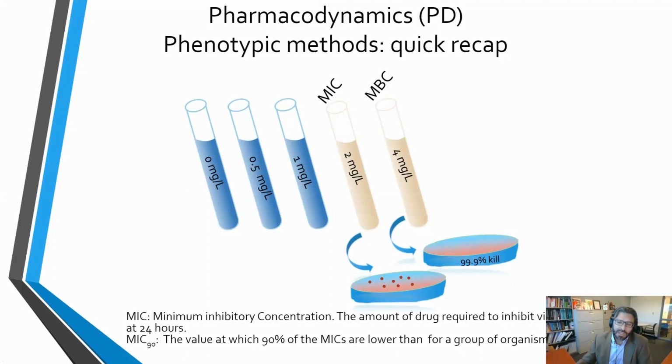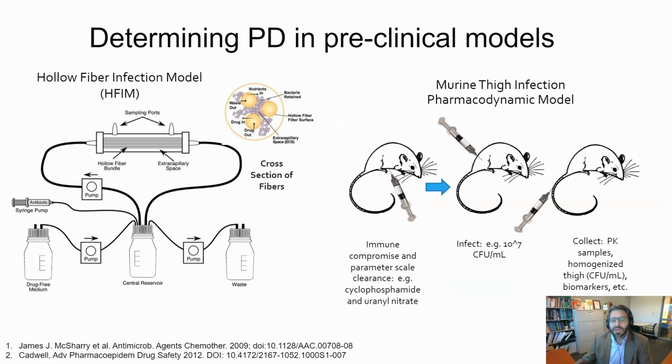Now, the minimum bactericidal concentration is a 99.9% kill from your starting initial bacterial inoculum. The MIC is the pharmacodynamic endpoint that's really been linked in the literature over the course of time to outcomes. So that's the one that we're going to focus on in this lecture. Okay, so now we know how we determine MICs.